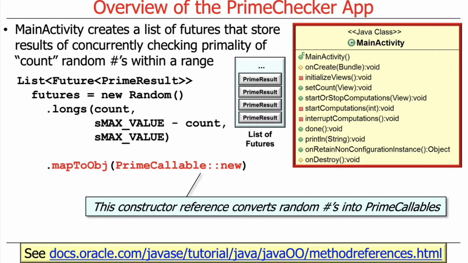We then use a cool feature in Java Streams where we take the stream of random long numbers that are pretty honkin' big, because S max value is like 100 million or something like that, or whatever it is, it's big. And we then use mapToObj. That takes a stream of primitives, in this case a stream of longs, and converts them into a stream of prime callables. And this is a really cool example of what's known as a constructor reference. So this is a method reference called a constructor reference. It's passed to mapToObj. And what this does is it takes each of those long values and creates a prime callable object that encapsulates the number.